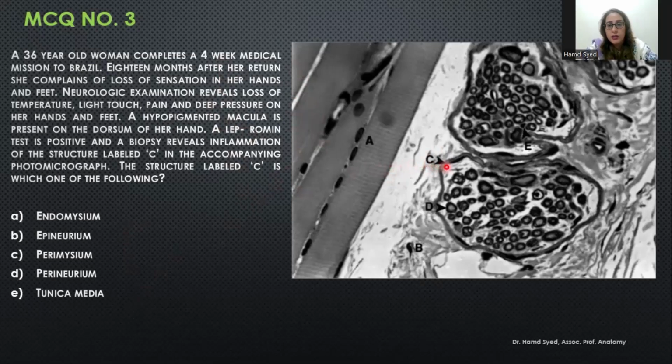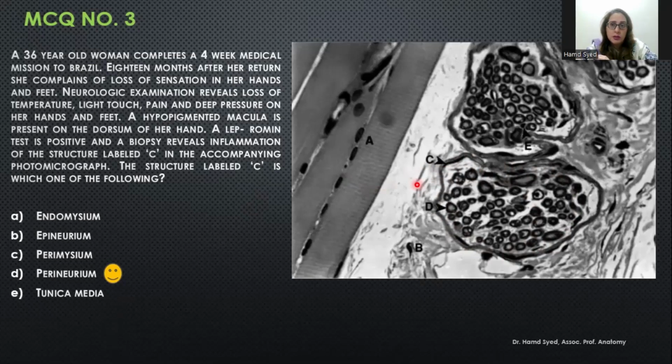And over here, C is labeled. This is the photomicrograph which has been taken through her nerves, and this is showing us the perineurium. So the correct answer in this case is D, which is perineurium. You can see it is surrounding this whole bundle of axons. And in this scenario, initially there is perineural inflammation, but in later stages of this neuropathy, endoneurium inflammation also occurs, and demyelination occurs due to infection of the Schwann cells, and that decreases the conduction velocity and causes further worsening of the symptoms.